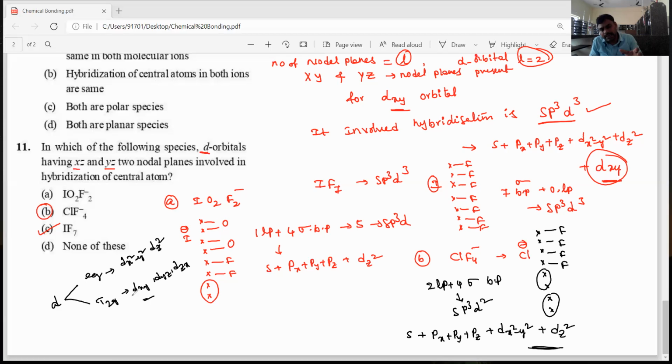In these, the dxy nodal planes are xz and yz, the dyz nodal planes are xy and zx, and the dzx nodal planes are xy and zy. Students, 2 nodal planes are present for d atomic orbitals. The number of nodal planes formula is equal to l. Now, the dxy atomic orbital or any t2g orbital involved in hybridization is sp3d3 only. So IF7 is the answer.